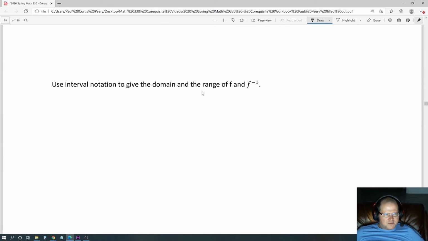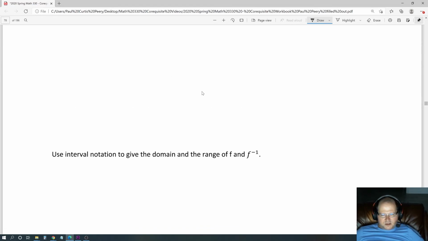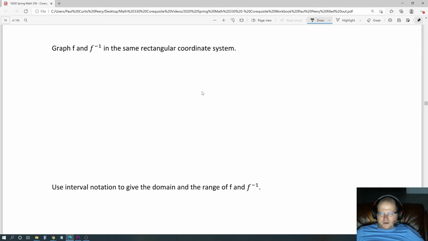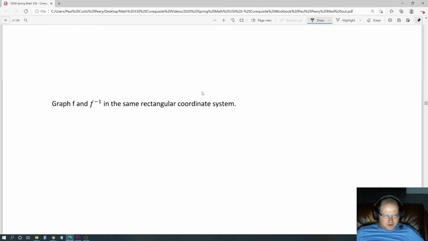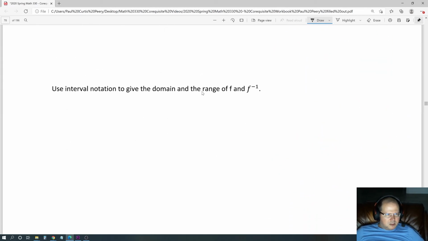Okay, so use interval notation to give the domain and range of f and the inverse of f. Okay, so use interval notation to give the domain. Now the first domain is infinite. So the f of x domain would be, whoops, we'll do this instead, negative infinity to infinity.